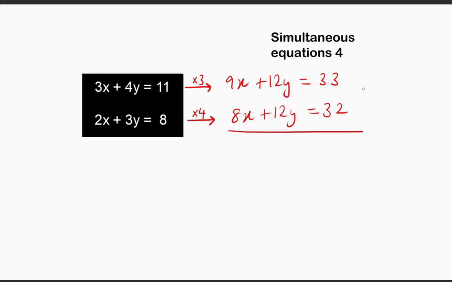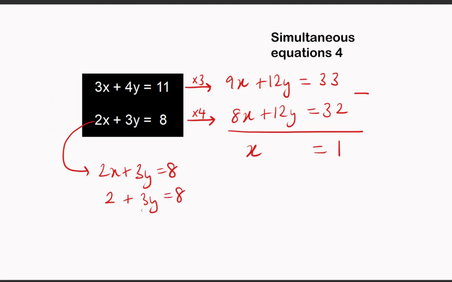Signs are the same, so I'm going to subtract: 9x minus 8x, 12y minus 12y, 33 minus 32. So that's telling me that x is 1. Go back to one of the equations. Let's use the second one maybe this time. So if x is 1, this is 2, isn't it? 2 times 1. And then of course take the 2 to the side. 8 minus 2 is 6. So that's telling me that y is equal to 2. So the solution is x equals 1 and y equals 2.